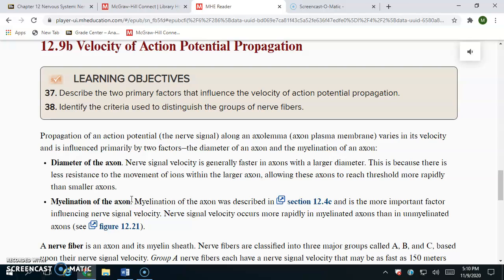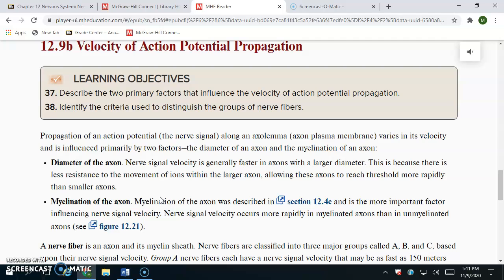And that's because we have less resistance. Remember we talked about resistance is that which opposes the flow of charged particles. So if we have that larger diameter, there's less resistance for the flow of those charged particles. So they can happen much more quickly, moving, and that'll cause the action potential to go down that axon much more quickly than a smaller diameter axon. So that's one factor. And the other factor is myelination, which we've talked a lot about in this chapter.